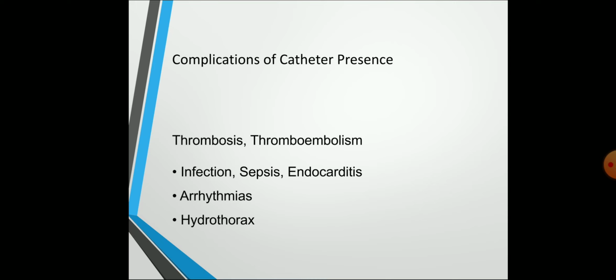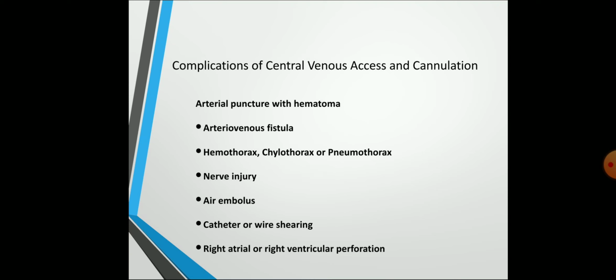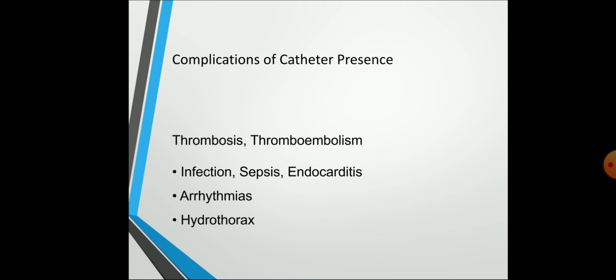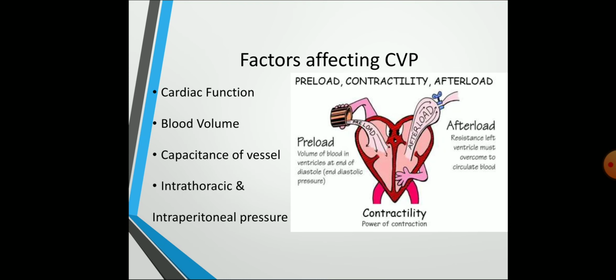And next, while you are putting the guide wire, there is an increased chance that the patient can have arrhythmias. And another complication is hydrothorax, because if it ends up piercing some other place, then there is a chance of a hydrothorax. So these are the complications while putting the catheter, and complications when the catheter is present in situ in the patient.